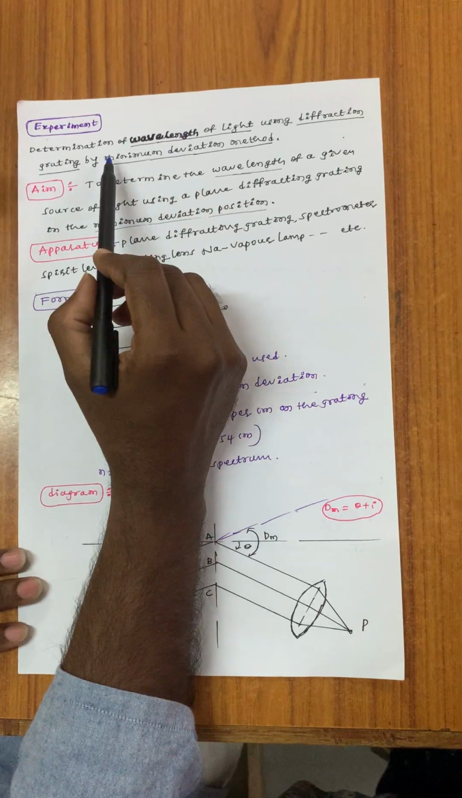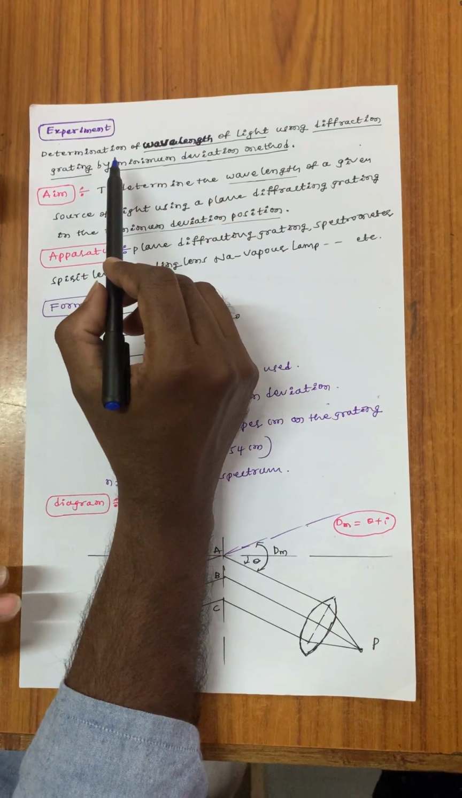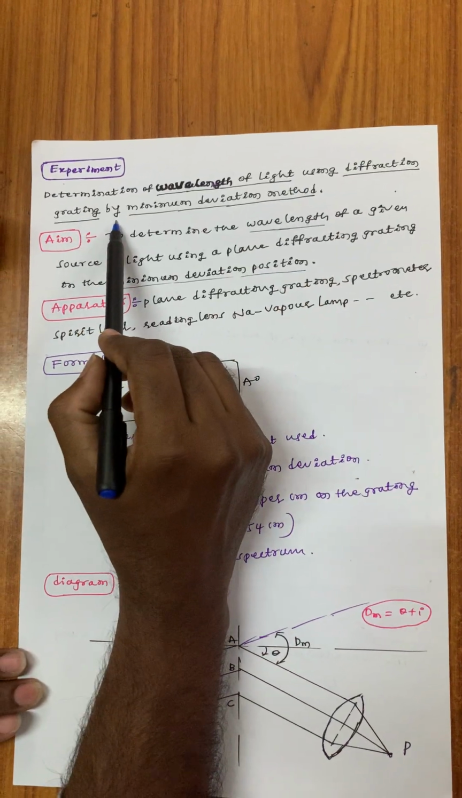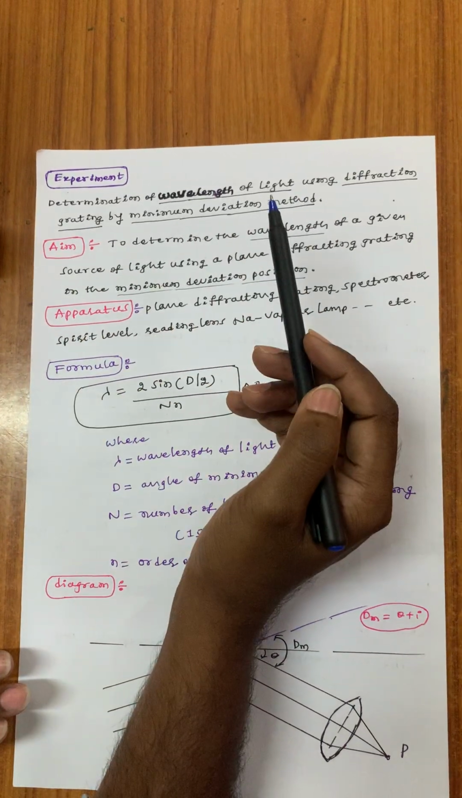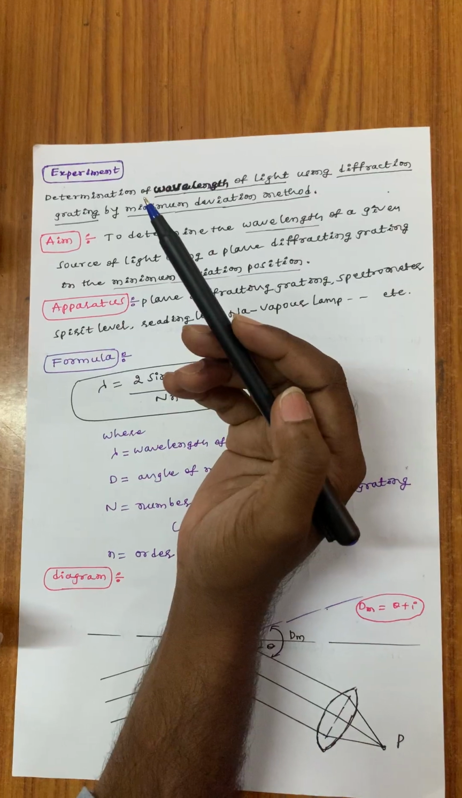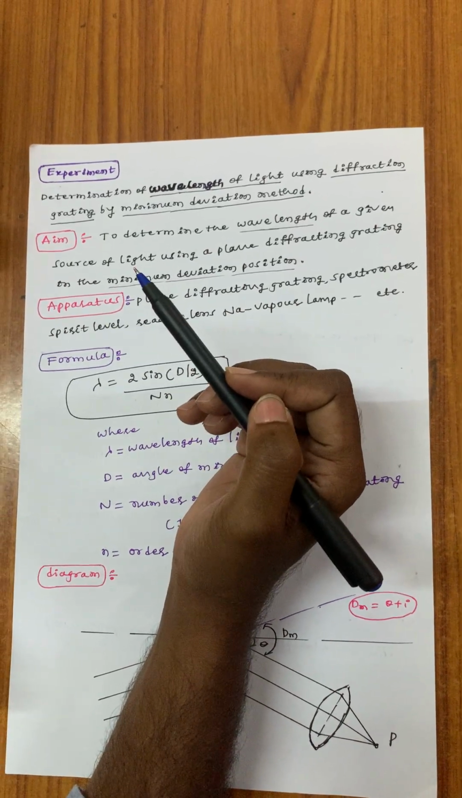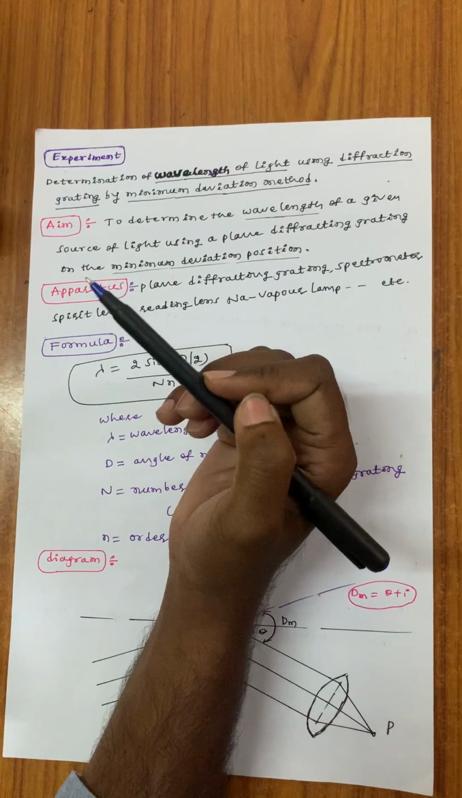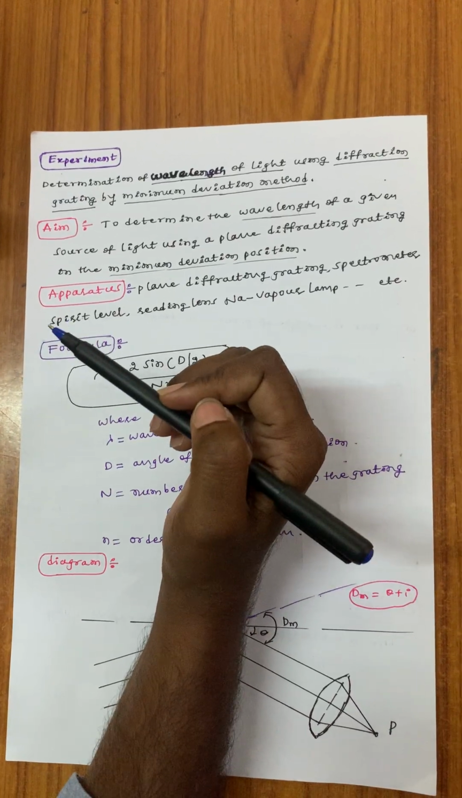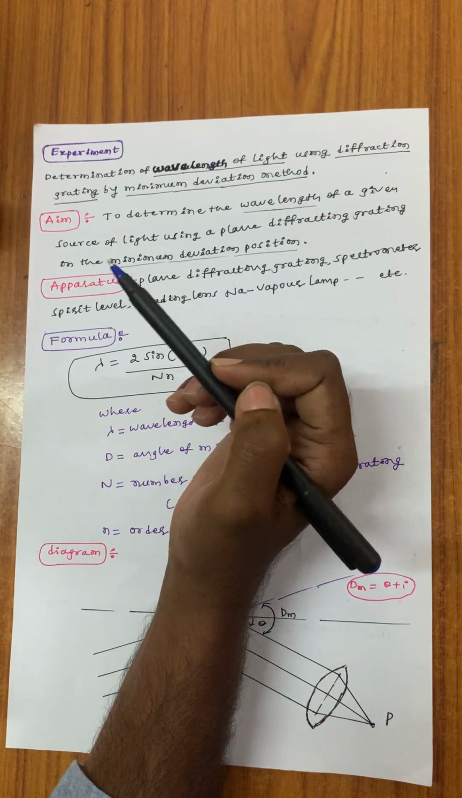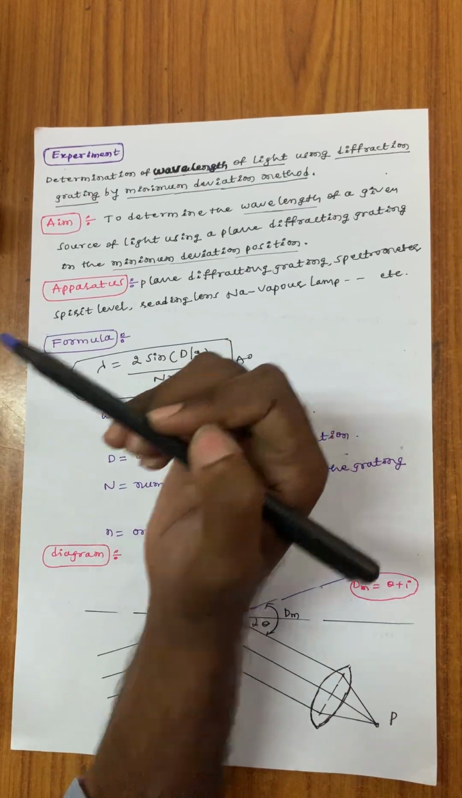In this experiment, we are going to determine the wavelength of a light using the diffraction grating by the minimum deviation method. This is another method. Previously, we discussed the normal incidence method to calculate the wavelength of light by diffraction grating. In this video, we are discussing the minimum deviation method. What is the minimum deviation?